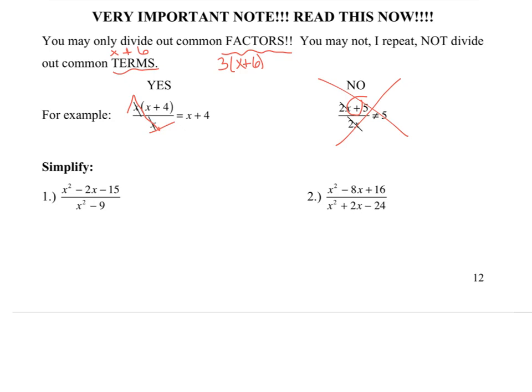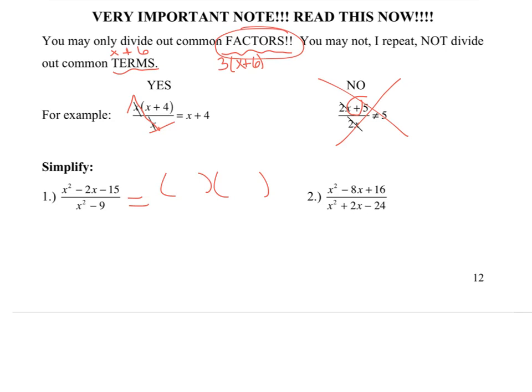Let's take a look at how to go about simplifying some of these. So first of all, in order to be able to divide anything out, we need to have factors, meaning you need to factor. That is step 1. So we're going to take the numerator and factor it. It's a trinomial. I check for a greatest common factor, but x squared, negative 2x, and negative 15, they don't all have x's, and the largest number they're all divisible by is 1. So we don't have to factor out a GCF.